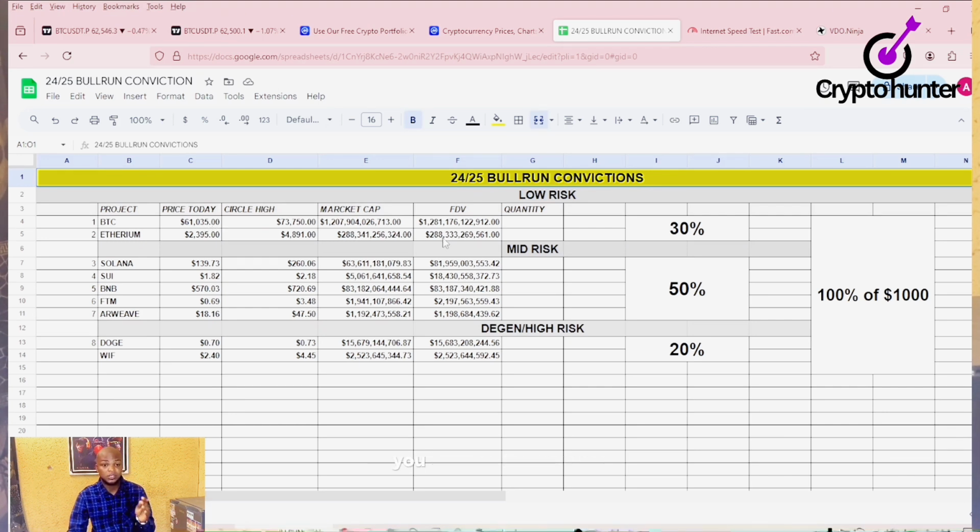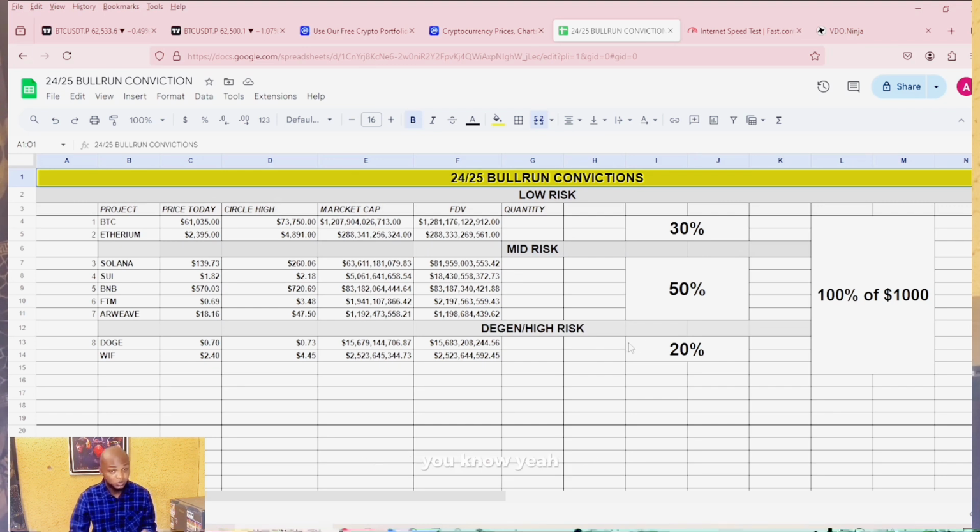Let's say, for instance, we are investing this $1,000 on crypto assets. The way we are going to divide them, everything is right here on this sheet already. So I'll be deploying 30% of my initial fund, that's 30% of the $1,000, on low risk, 50% of the $1,000 on mid risk, and 20% going on the degens and high risk tokens.